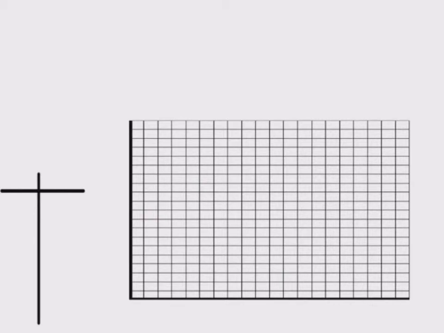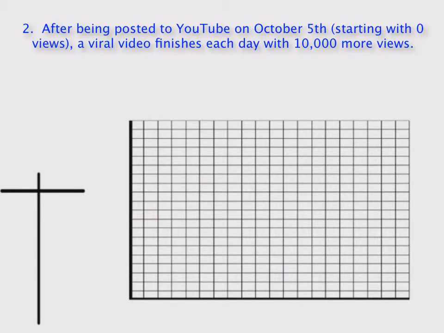Alright, let's do another one. After being posted to YouTube on October 5th, and of course starting with 0 views, a viral video finishes each day with 10,000 more views. Alright, first things first, let's title our graph.